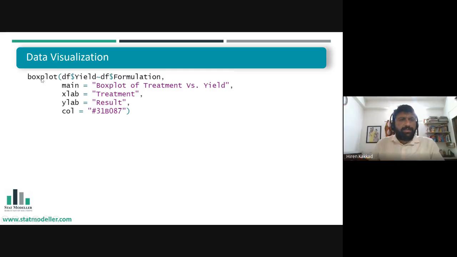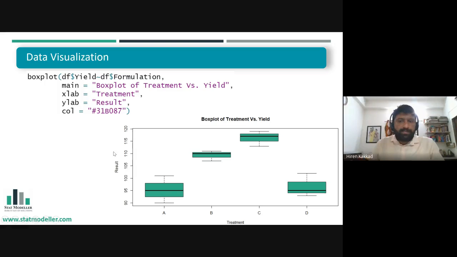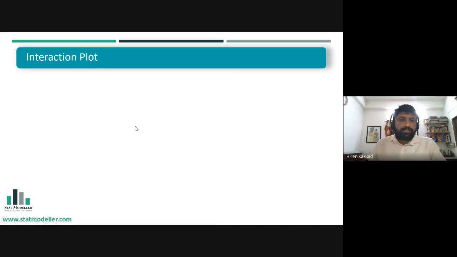Now let us have a data visualization. First of all, we'll make the box plot. By looking at this box plot, we can see there may be a significant difference between this and this, and it may be this and this also. But there is the least significant difference between A and D. But we can only know that by performing a proper ANOVA technique. Now let us make the interaction plot, but it will be a very weird interaction plot.